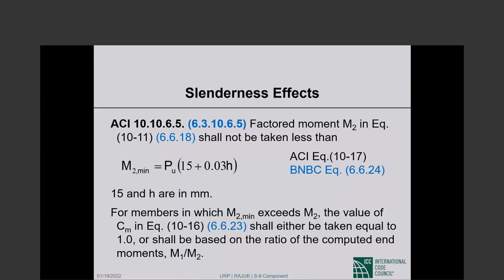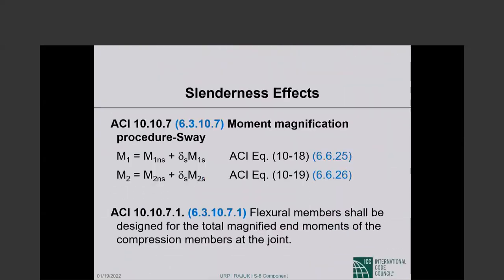For members in which M sub 2 minimum exceeds M sub 2, so the actual end moment is small, the value of C sub M shall either be taken equal to 1 or shall be based on the ratio of the computed end moments M sub 1 over M sub 2. In calculating C sub M, you will not use the minimum value of M sub 2. You will use the calculated value. Okay? So I think you will understand this if you just read. So the point is that there is a minimum end moment that 318 is imposing.